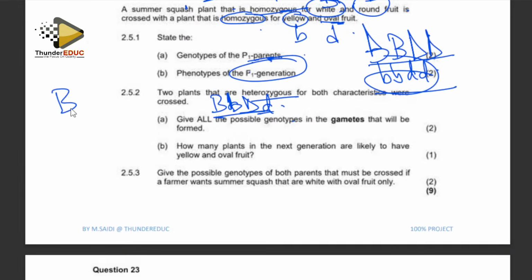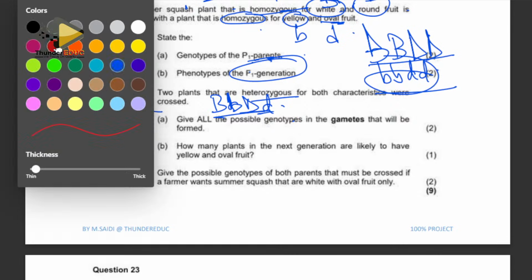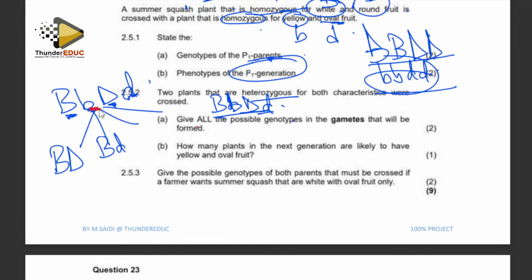If I have capital B and small b, and then capital D, small d, how many gametes are going to form here? They are supposed to be 4. So this is going to go with this, so it's going to be capital B, capital D. Now this is going to go with the small d, so it's going to be capital B, small d. That's done. Then now this one with this one. Now I'm starting. Now this one with this is going to be small b.